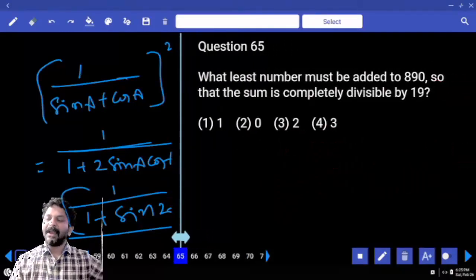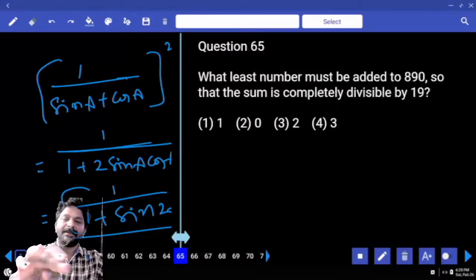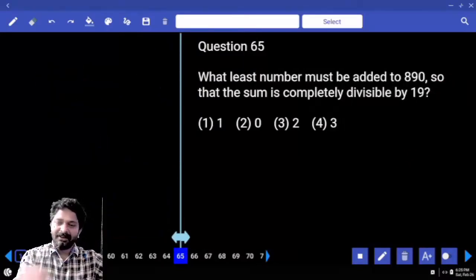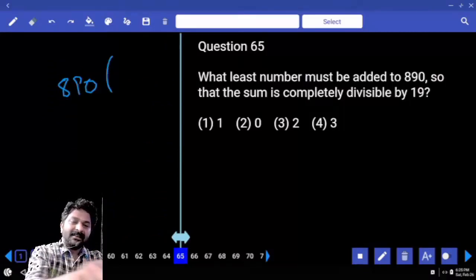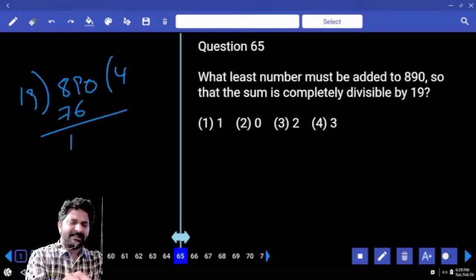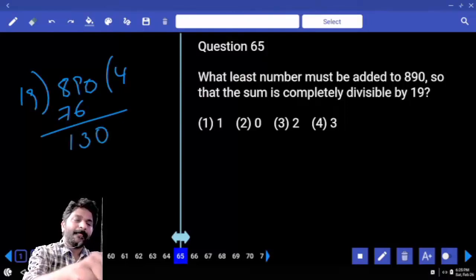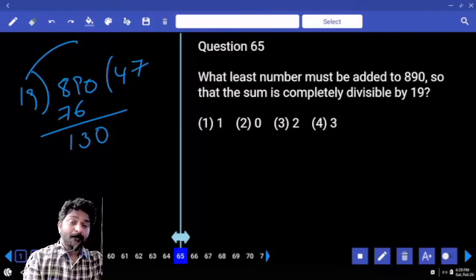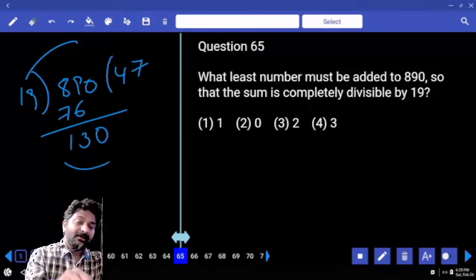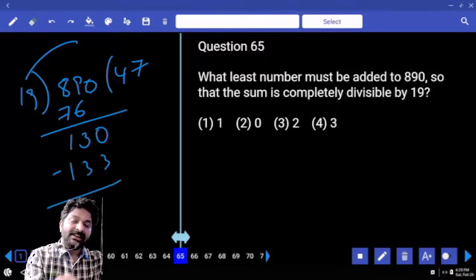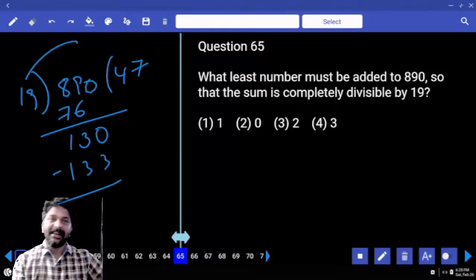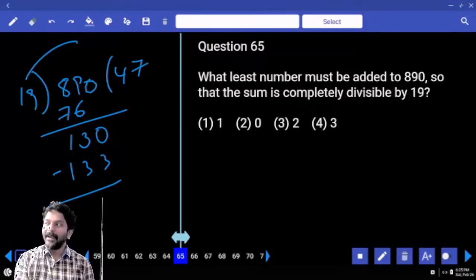What least number must be added to 890 so that the sum is completely divisible by 19? You just need to verify it, that's all, nothing else is there. 19 4 times, how much is that? 76. How much is left? 130. 19 7 times, how much is that? 133. So if you have 133 instead of 130, then the number is exactly divisible, correct? That means how much should be added? 3. 3 should be added.